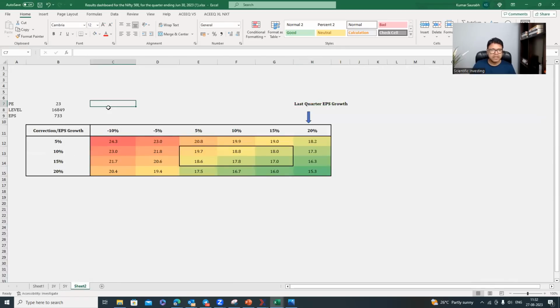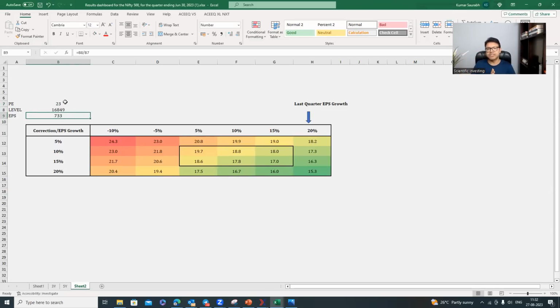So if you see here, what we have done is, the current PE of the market is around 23, which is not at all attractive and comfortable for sure. Let us accept this fact. This is where the Nifty 500 level is, and this is where the EPS is. So if you divide this by this, you get the PE around this.